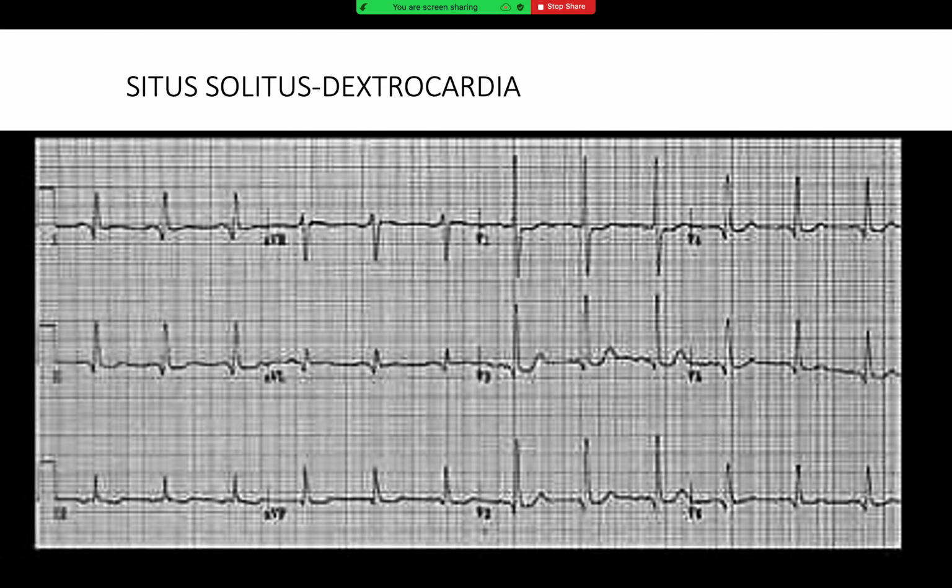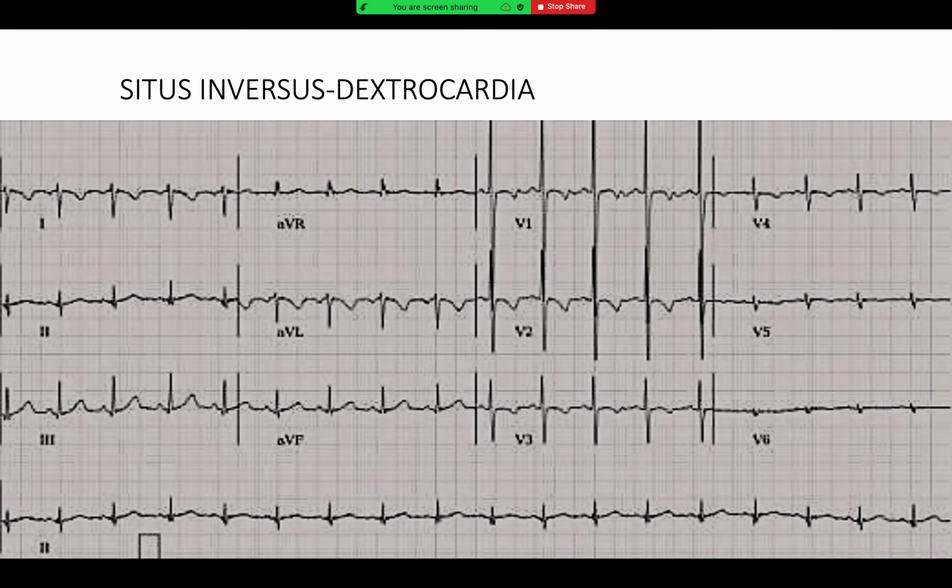So that's what it is. Situs solitus. Let's give you a twist. How about situs inversus dextrocardia? What do we notice here? What is happening?